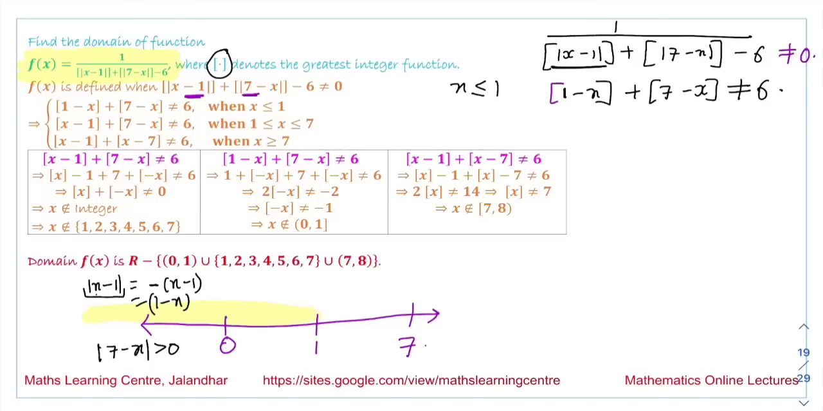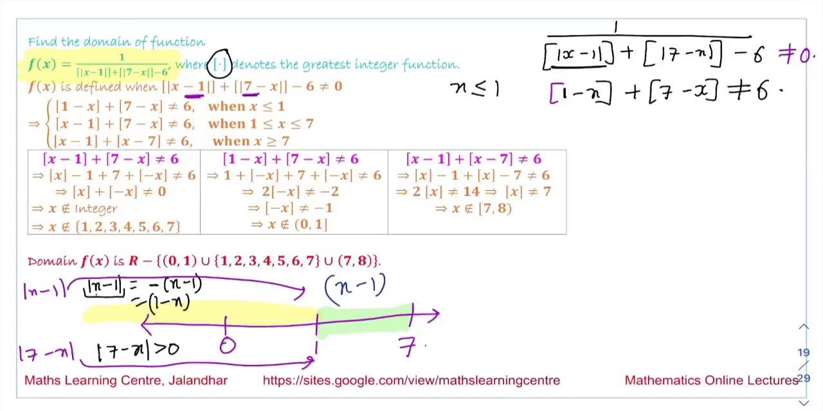Now the second case we are talking about is when the value of x is between 1 and 7. When x is between 1 and 7, again this mod of x minus 1, now it will be positive, which means this value will be equal to x minus 1. So we are saying x minus 1 plus 7 minus x should not be equal to 6, and these are the values when 1 is less than or equal to x is less than or equal to 7.